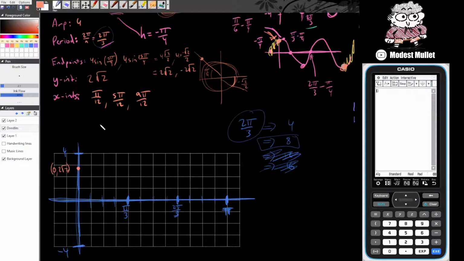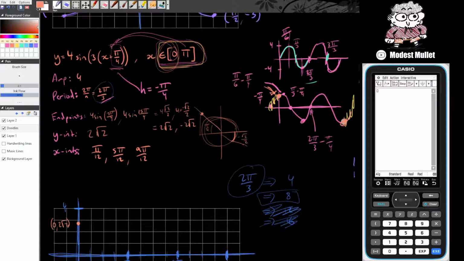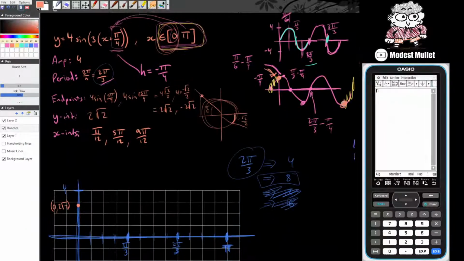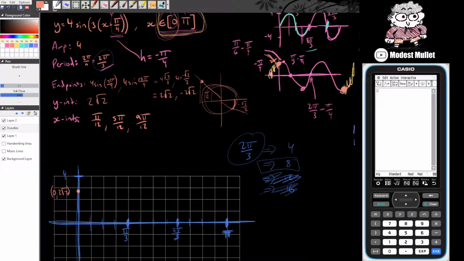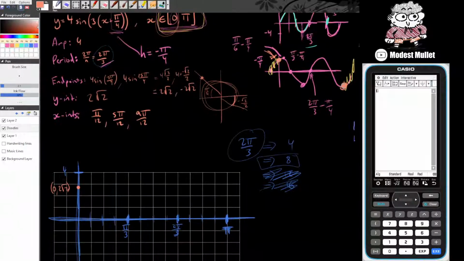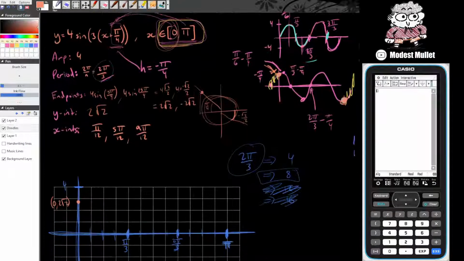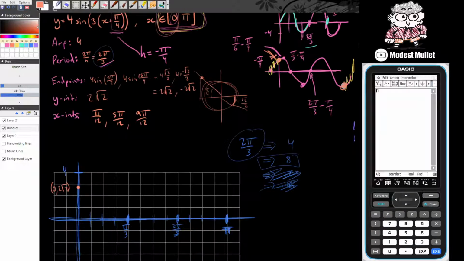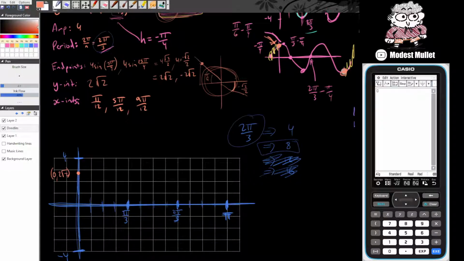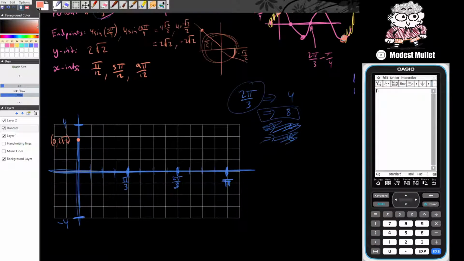Have I copied the right equation to get these intercepts? 4 sine of 3x plus pi on 4. Yeah, pi on 12 is a really early intercept to have. Have I made a mistake? Let's continue on. We'll see if I've made a mistake somewhere, because this is what happens: you need to be looking and thinking, okay, is this working logically?